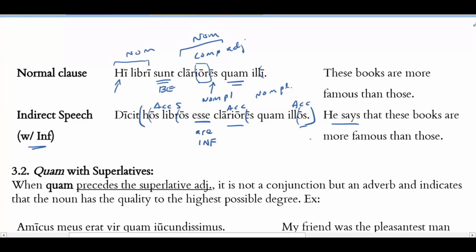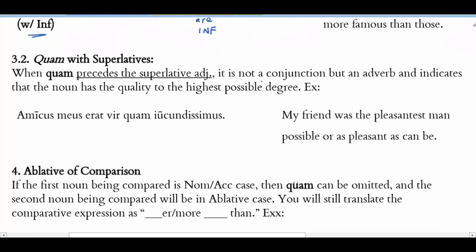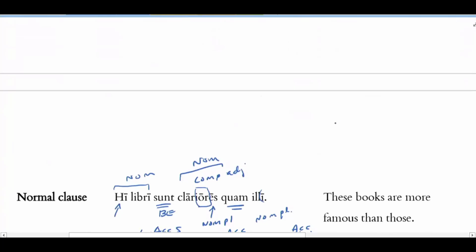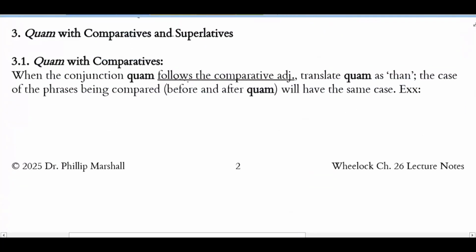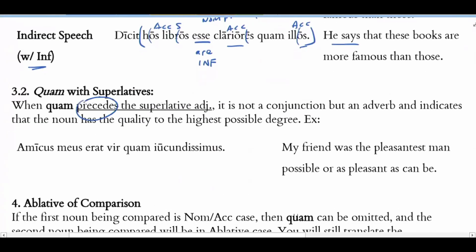All right, now with that, 3.2, quam can occur with superlatives as well, when quam precedes the superlative adjective. Note here, I've got that underlined because when we have comparatives, quam follows the comparative adjective. But in superlative use, the quam precedes the superlative adjective. It's not a conjunction, it's not joining things. It's functioning as an adverb and indicates that the noun has the quality to the highest possible degree.